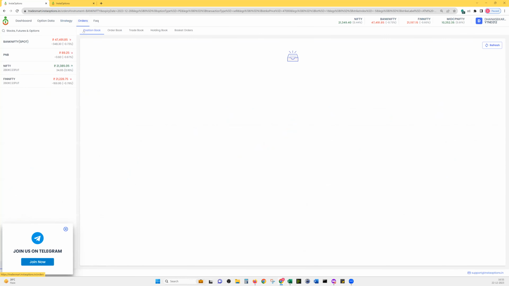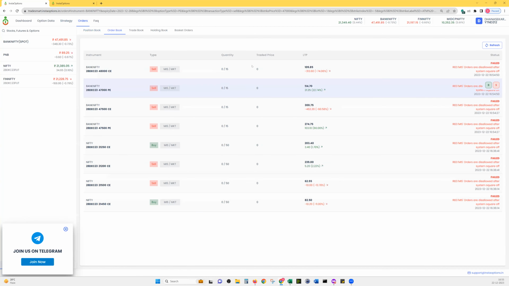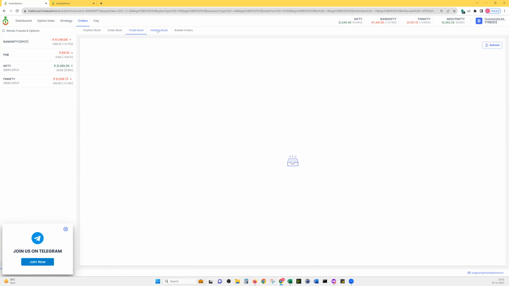Then you can go to the order book, where you can see the orders we have placed, but because the market is closed, these orders did not get executed. Then we look into the trade book. Once a trade has happened, it will show in the trade book. And then holdings, like what I have in this particular stock. And then the basket order.